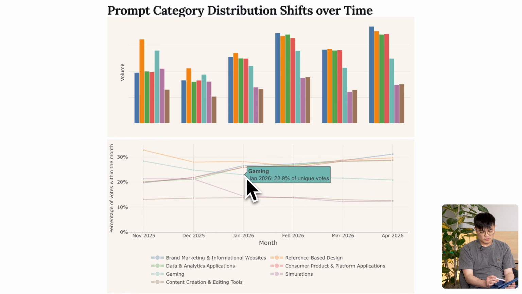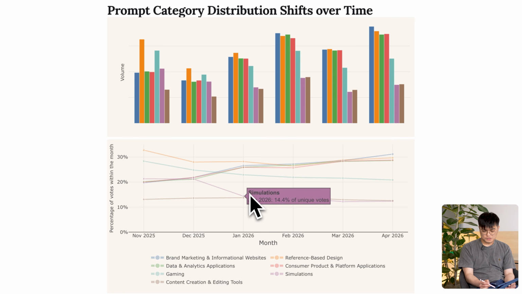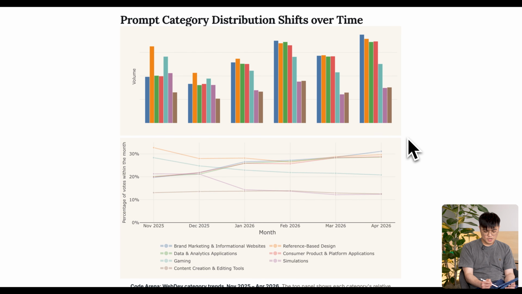Although the full demand or full volume doesn't drop, we see that the percentage of gaming is actually dropping. That's also pretty interesting. And also simulations here. But we see a lot of brand marketing and information websites that keep growing, similar to consumer products. What's your take on this?